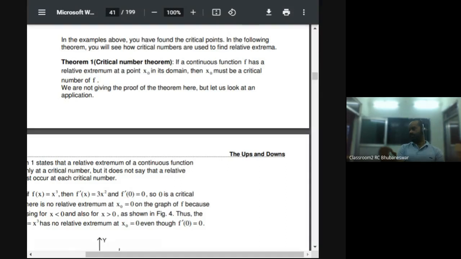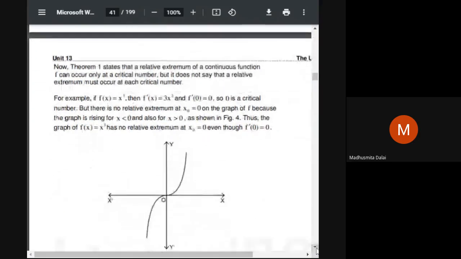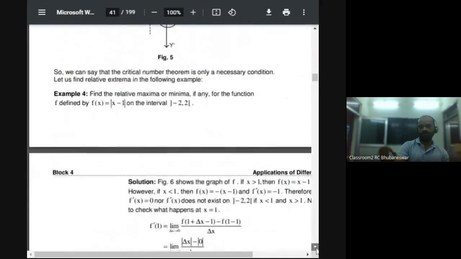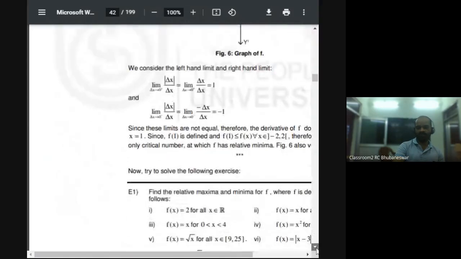Again, I repeat: if a function is continuous and has a relative maximum value at a point x0, then definitely you can say that the function must satisfy the definition of critical point at that point x0. That was discussed in the next example. I request you please go through the examples. I'm focusing on discussing only the basic few and important points in this particular session.